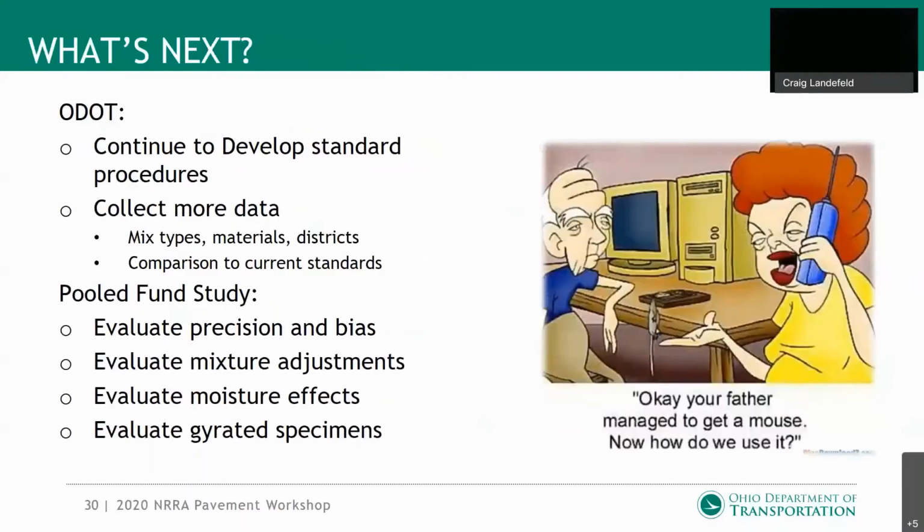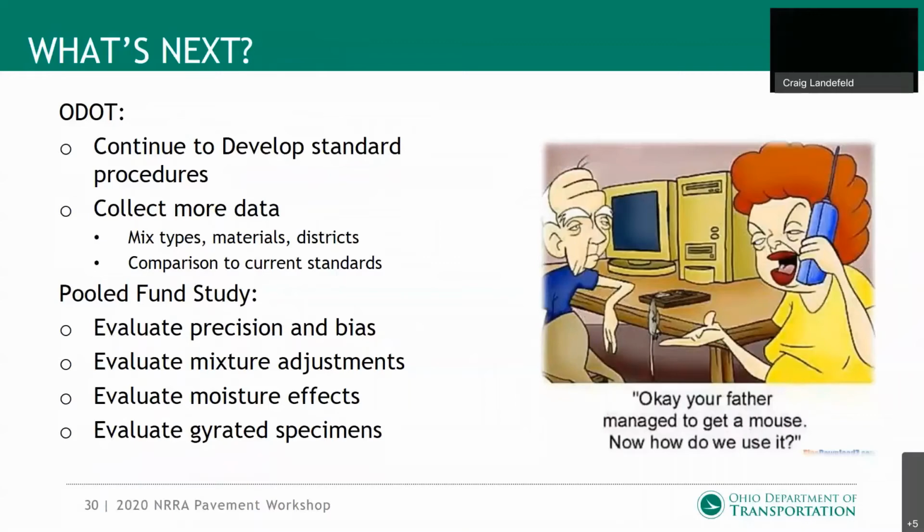So what's next? We're continuing to develop some standard procedures, collecting some more data, obviously. Some different mix types. We use some slag materials on some of our pavements in Ohio. We want to see how the RDM unit will react to the metal and the slag, different districts, and just comparison to our current standards.